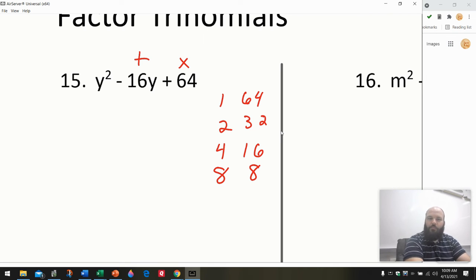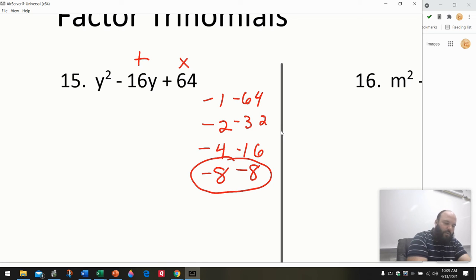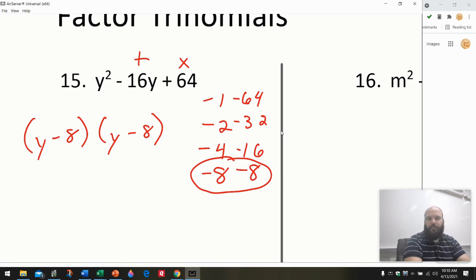Remember, we need them to multiply to be a positive 64, but they have to add to be negative. That means they're both going to be negative. So I'm putting a negative sign on each of those. Now we need to pick the pair that will add up to be negative 16, which is negative 8 and negative 8. So when we do that, we can go ahead and write our parentheses. I can put my y's there, put a minus 8, put a minus 8. And there you go. It's factored.